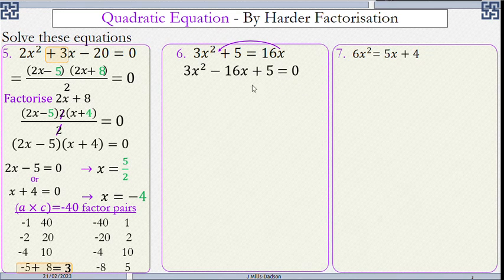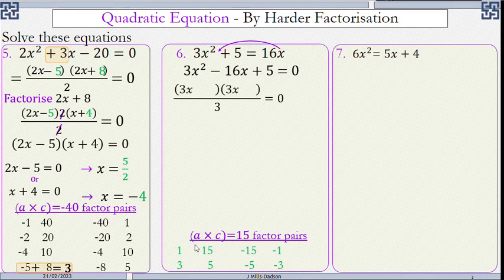You begin the process again. 3 times 5 is 15. So list your factor pairs of 15. It could be positive and positive, or negative and negative. So 3x divided by 3. Which one will give us negative 16? It's negative 15 and negative 1.